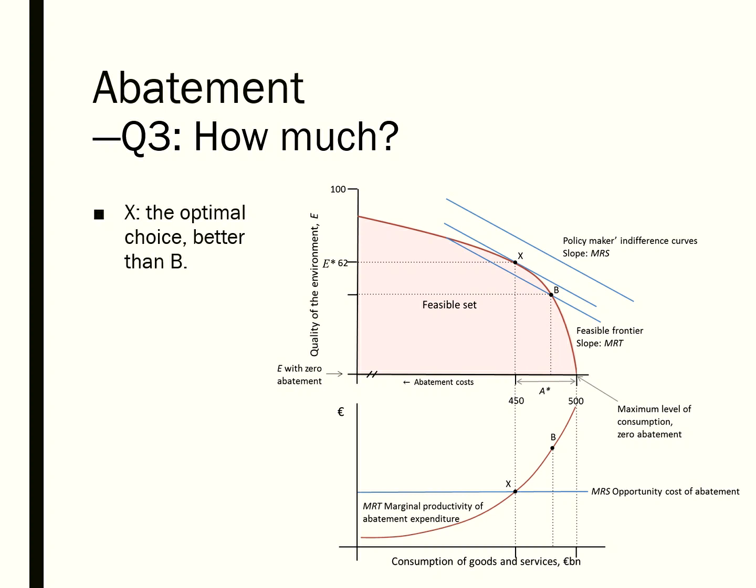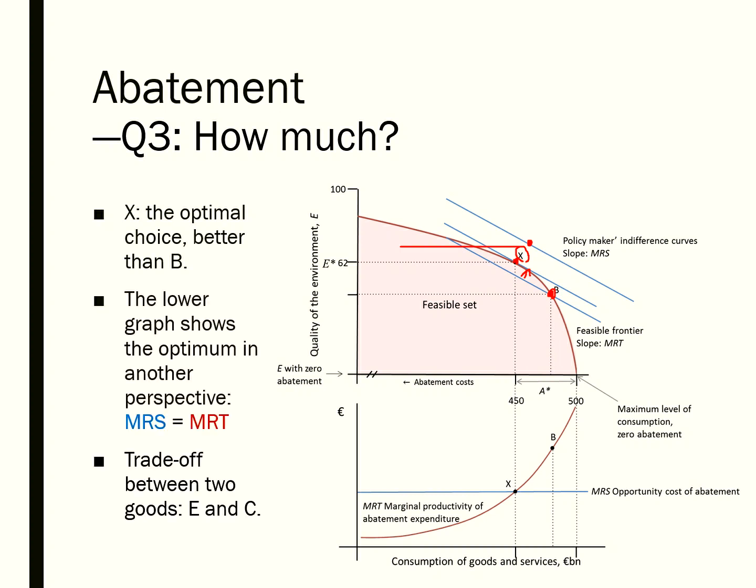At this optimum point X, the marginal rate of substitution, MRS, is equal to the marginal rate of transformation, MRT. This is the optimality condition of the best choice of abatement. The lower graph shows you the change of MRS and MRT along the horizontal axis. Only point X satisfies the optimality condition, that is, MRS equals MRT.